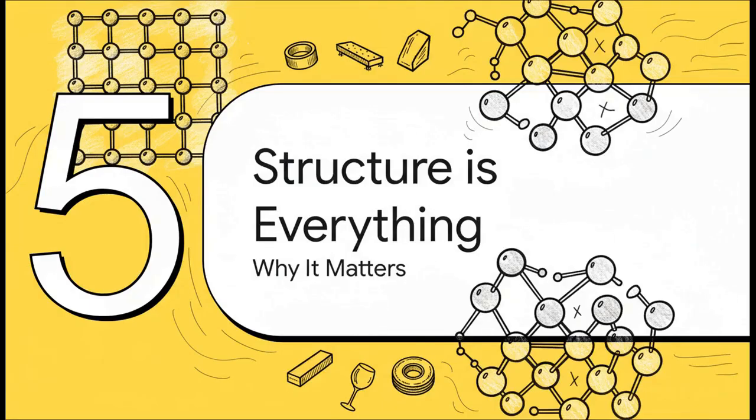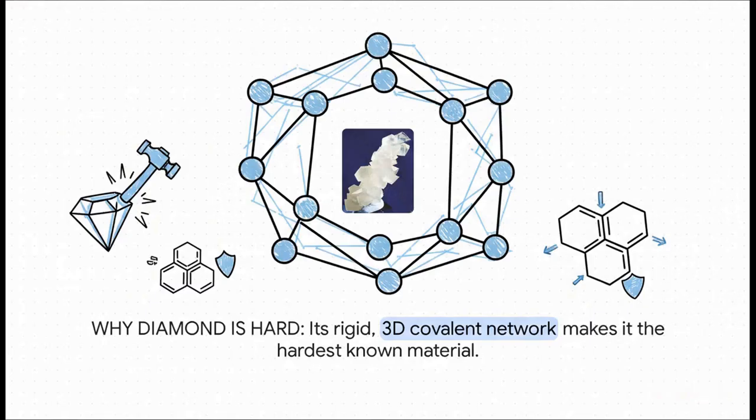So, we get to the crucial point. Why does any of this invisible world of atomic order and chaos actually matter? How does it affect the materials we see and touch and use every single day? This is the perfect example of that connection. So why is a diamond the hardest natural material known to man? It's all down to its internal structure. It's a covalent network crystal where every single carbon atom is locked into a rigid 3D web by incredibly strong bonds. To scratch a diamond, you have to physically break those powerful bonds, and that is just extremely difficult to do.